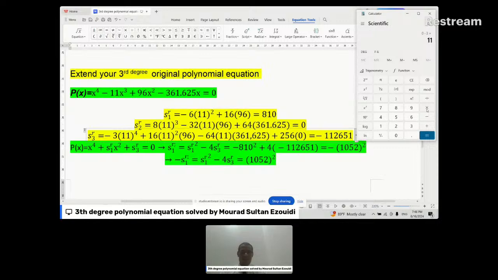Sorry, not cubed. Raised to the power 4. Yes, raised to the power 4. You are very concentrated. So plus 16 times 11 squared times 96.